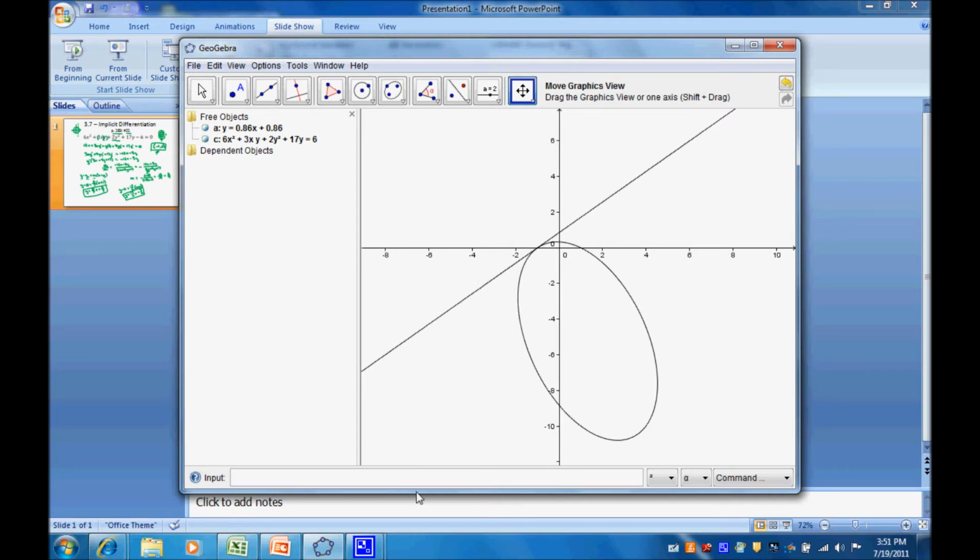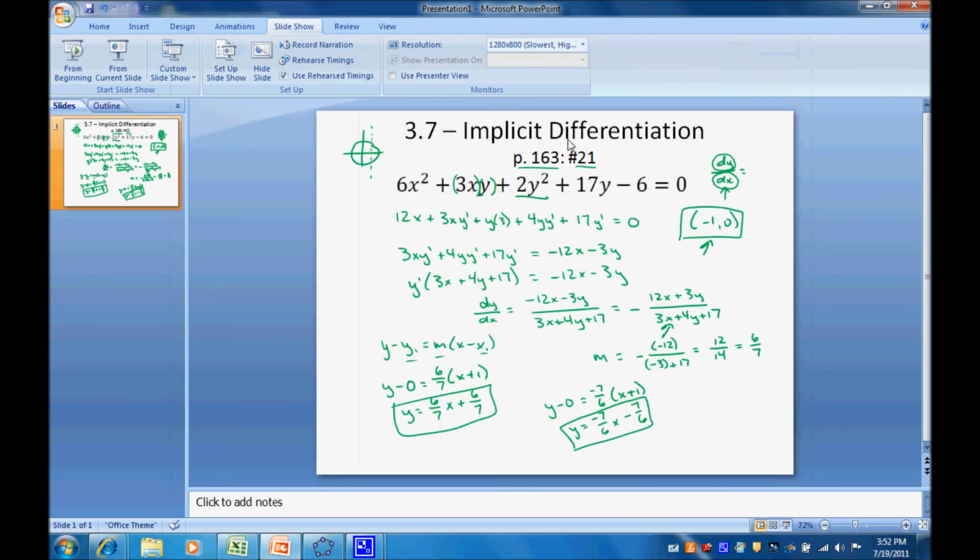Looking good. Let's try our normal line, which was y equals -7/6 x minus 7/6. Normal line, looking good. Excellent, going through the same point. It looks like it's probably a 90-degree angle here. Let's double check. Yeah, excellent. Okay, so this was an example problem of implicit differentiation.